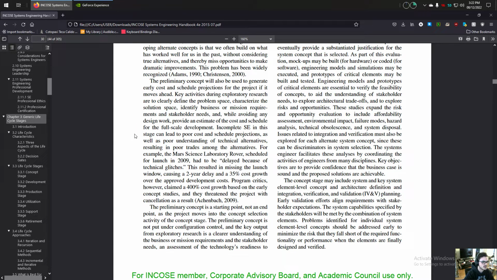Incomplete systems engineering in this stage can lead to poor cost and schedule projections, as well as poor understanding of technical alternatives, resulting in poor trades among the alternatives. For example, the Mars Science Laboratory rover, scheduled for launch in 2009, had to be delayed because of technical glitches. This resulted in missing the launch window, causing a 2-year delay and a 35% cost growth over the approved development cost. Program critics, however, claimed a 400% cost growth based on the early concept studies, and they threatened the project with cancellation as a result.